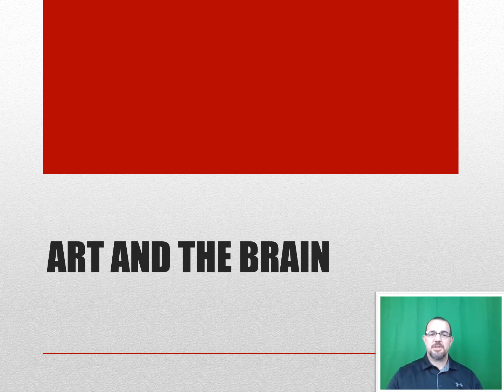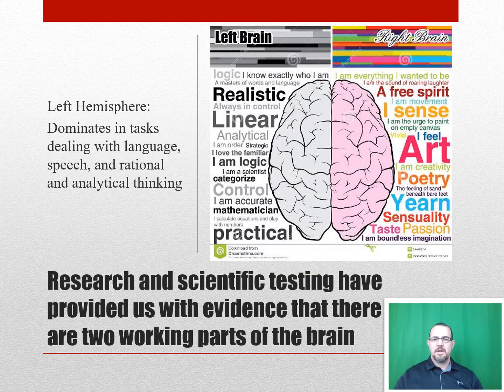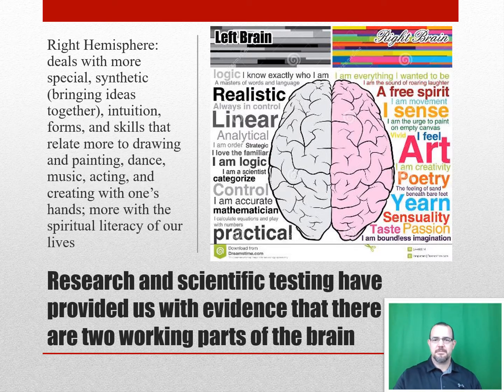Now we're going to discuss art in the brain. The brain essentially has two hemispheres: the left hemisphere and the right hemisphere. The left side dominates in tasks dealing with language, speech, and analytical thinking. The right side is more about bringing ideas together, intuition, and skills that relate more to drawing, painting, all the arts, dancing, and so forth.